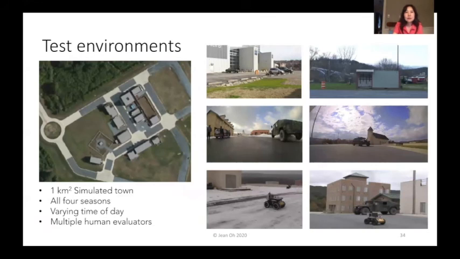Okay. So to explain results here. The test environment was a large simulated town, and also some of the real locations that we use. As you can see, this includes all 4 seasons with different background colors, different lighting conditions, and different temperature. Also the human evaluators are very subjective. So this kind of illustrates the robotics challenges.